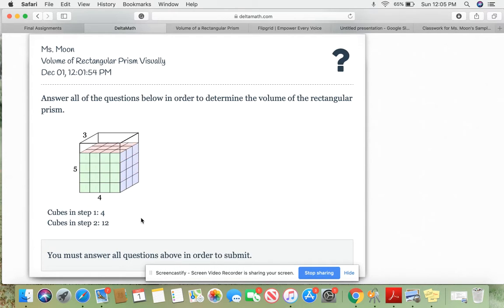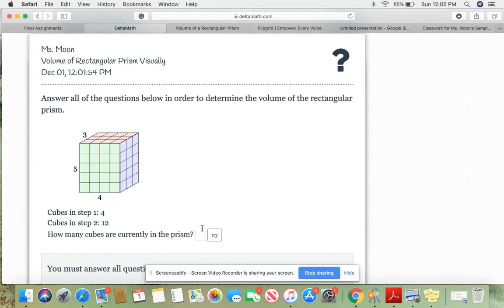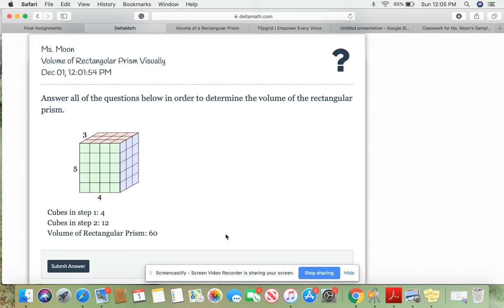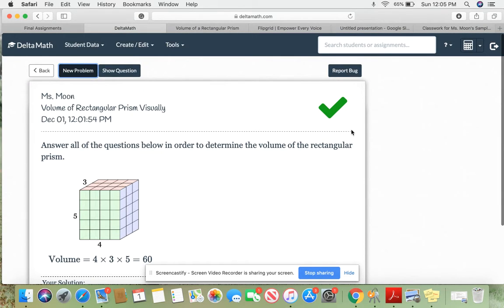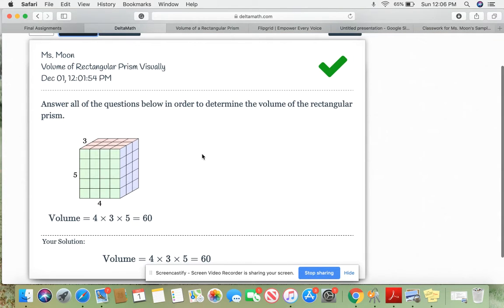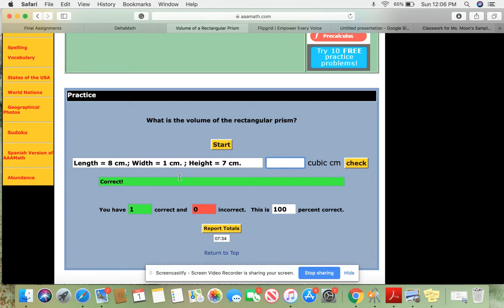And then once it is all the way filled up, students can see that they could either count all the cubes to see it visually, or they could make that connection of it being length times width times height, which would give you 60. Students would check their answers before submitting, and then it would tell them if they got it correct or not. And students would answer a couple of these questions before moving on, and their feedback would be submitted for me to view.